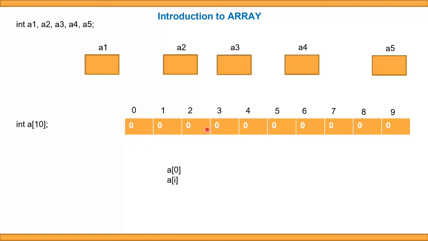Each entry here is called an element of the array. So how many elements are there in this array? There are 10 elements, but indexing starts from 0. So you can see indexing from 0 to 9. So a[9] is actually the 10th element, a[5] is actually the sixth element, a[1] is actually the second element, and a[0] is the first element in an array.